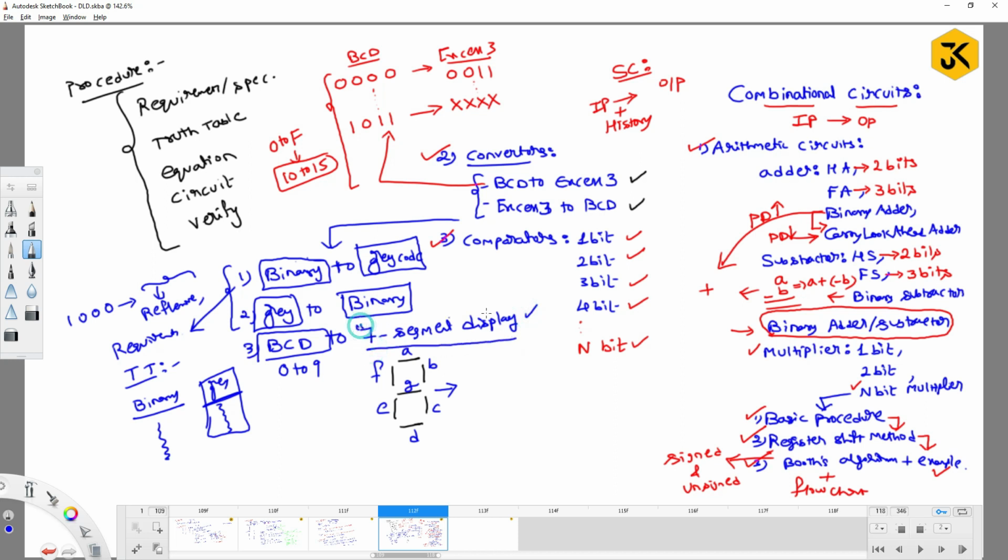A 7-segment display has 7 unique segments. With the help of these 7 unique segments, I can generate any kind of number. For example, if I would like to generate A, what can you do? Let me take an example.